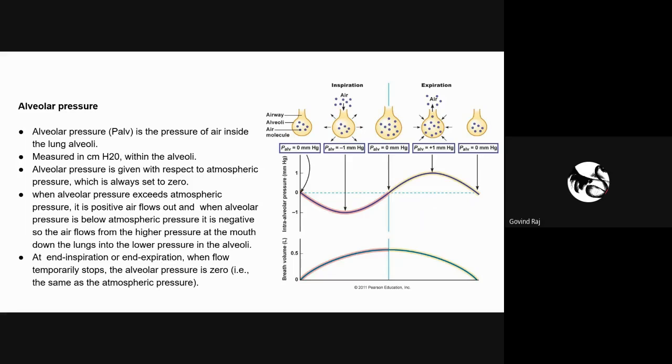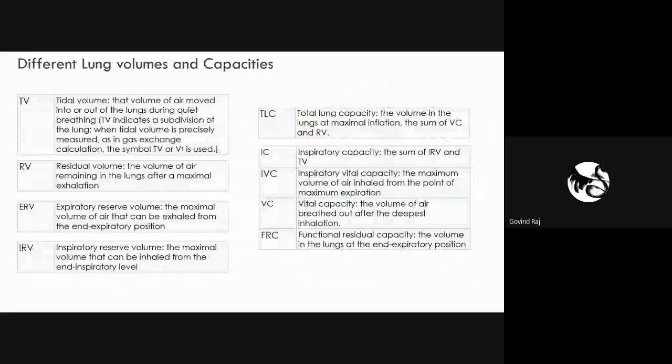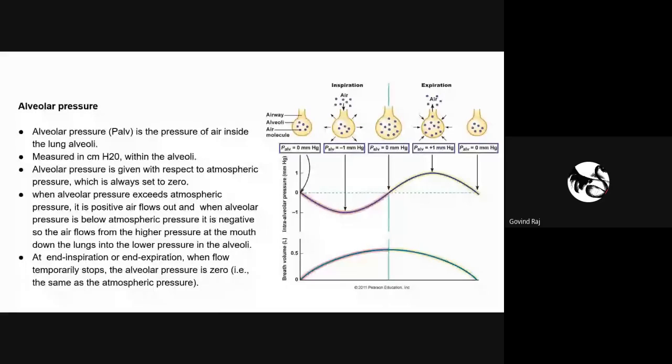This simple thing should be noted so that you can know which pressure is higher and which is lower. At the end of inspiration or expiration, when flow temporarily stops, the alveolar pressure is zero. That is why here and here and here we take the alveolar pressure as zero. At that time there is no flow of air, and the atmospheric pressure is the same as the alveolar pressure. So when they are the same, there is no exchange of air taking place.